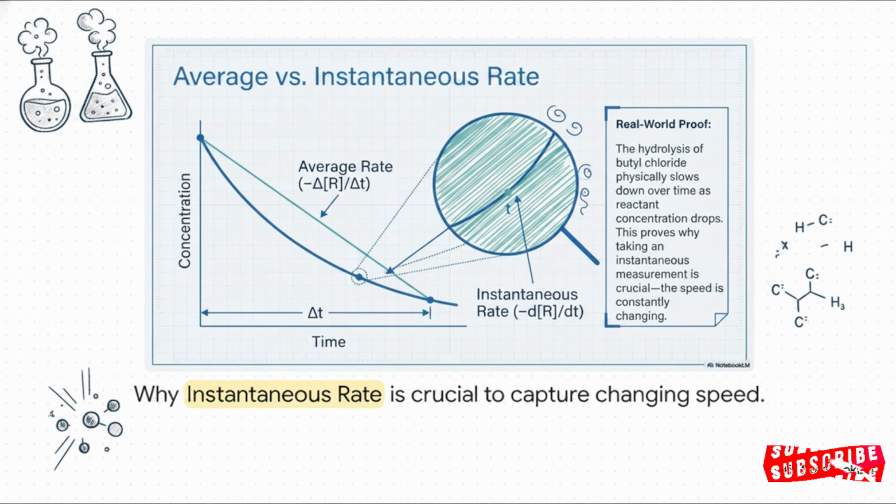Now this brings up a very real-world problem we run into, which is brilliantly illustrated here. Take a look at this curve showing the hydrolysis of butyl chloride. The reaction doesn't just cruise along at one steady speed. It physically slows down over time as the reactant concentration starts dropping. If we were to just take the average rate, which is that straight green line connecting the start to the end, we completely miss what's actually happening. And that proves exactly why calculating the instantaneous rate is so crucial. By taking the tangent at a specific point in time, like in that zoomed-in circle, we capture the ever-changing reality of the reaction speed at that exact millisecond.